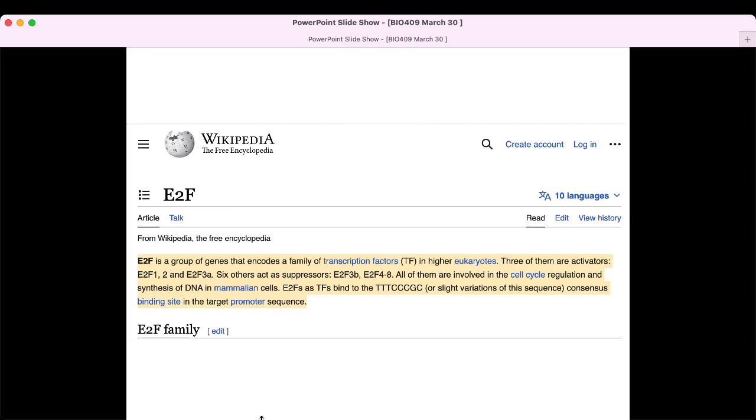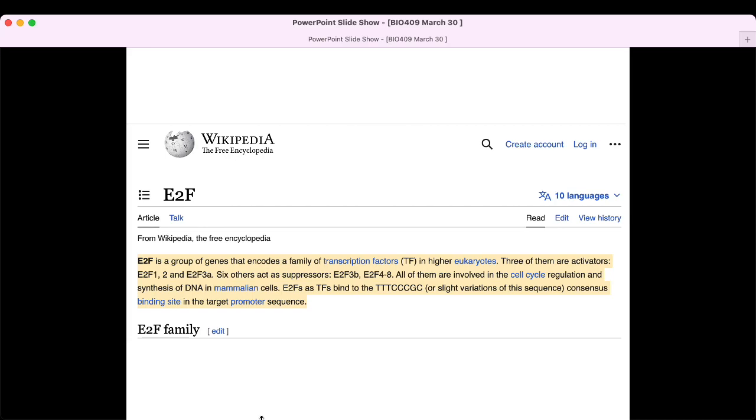E2F is a group of genes that encode a family of transcription factors. Yay, right? We love it. Three of them are activators, six are repressors. Ooh, ooh, ooh. Right? A family of genes, some are activators, some are repressors. So it got kind of complicated. We're going to think of the E2F activators only. And it says all of them are involved in cell cycle regulation and synthesis of DNA in mammals.